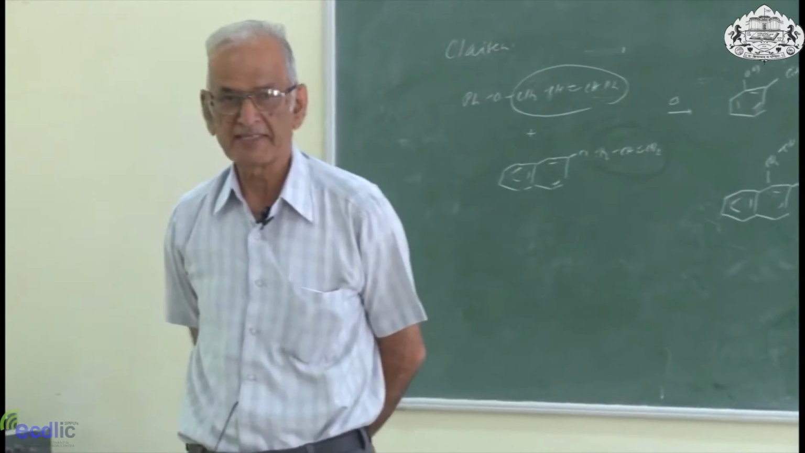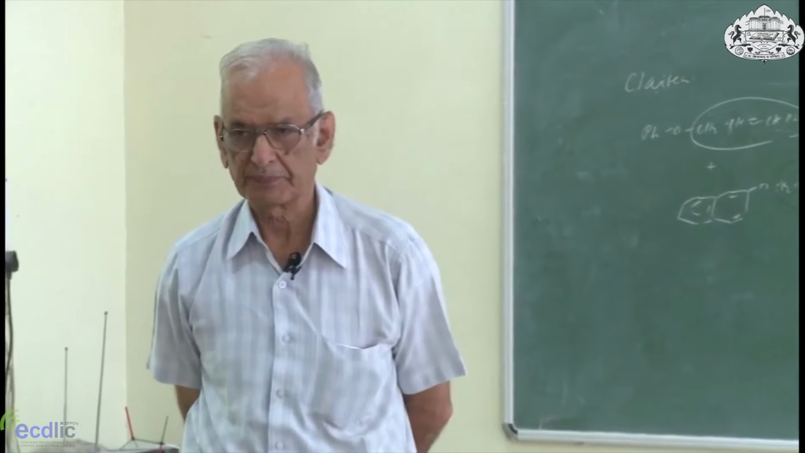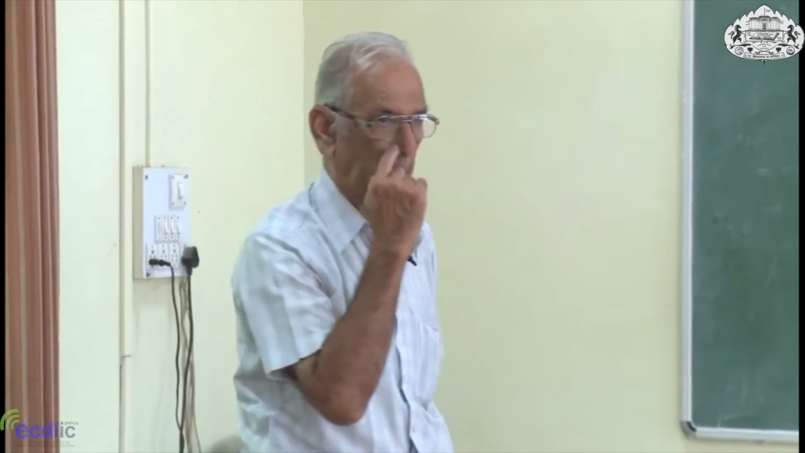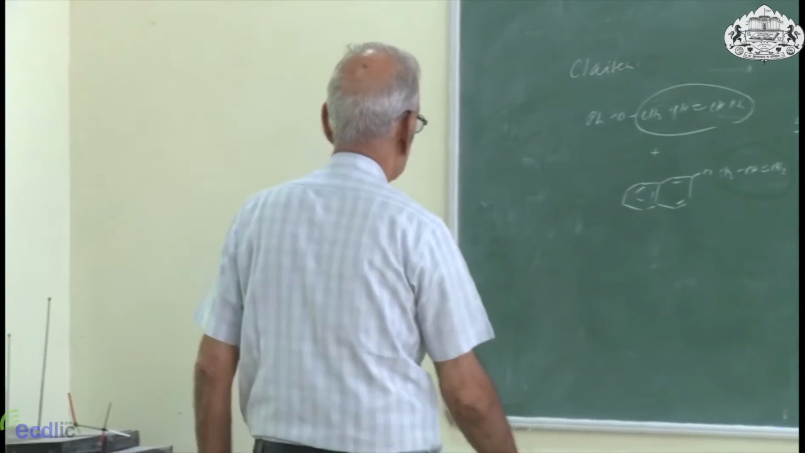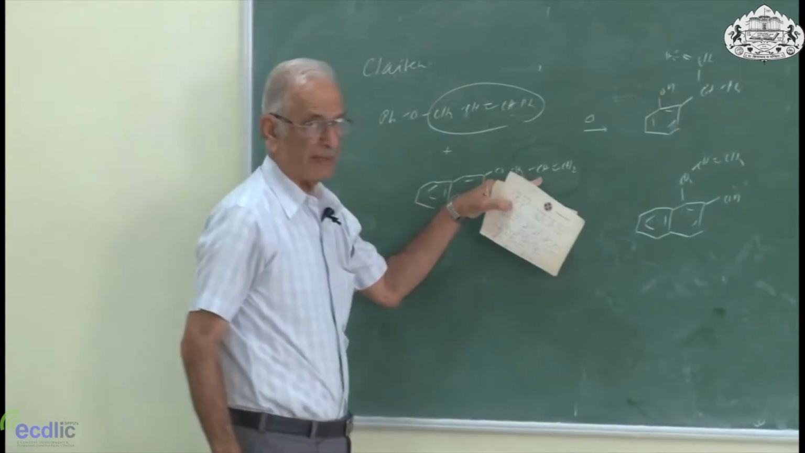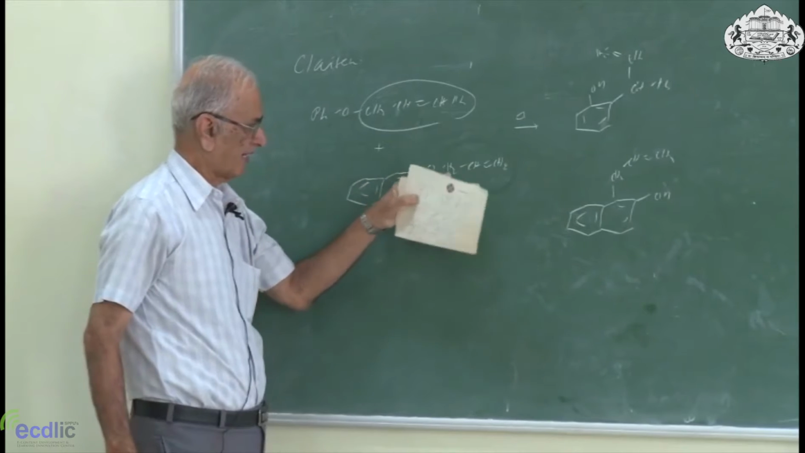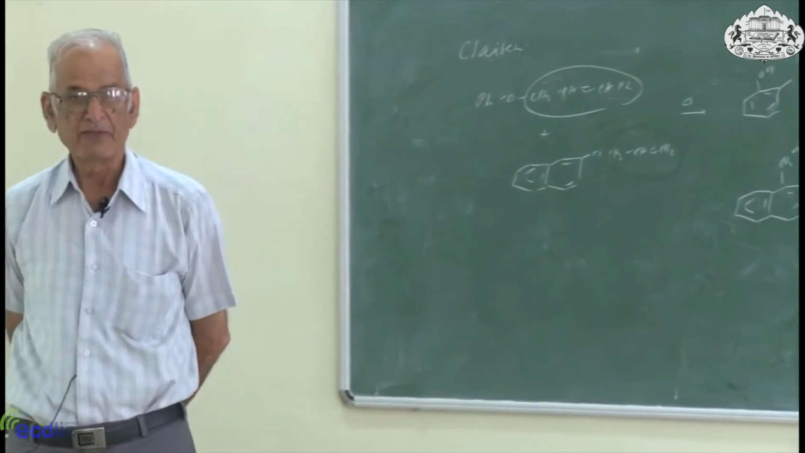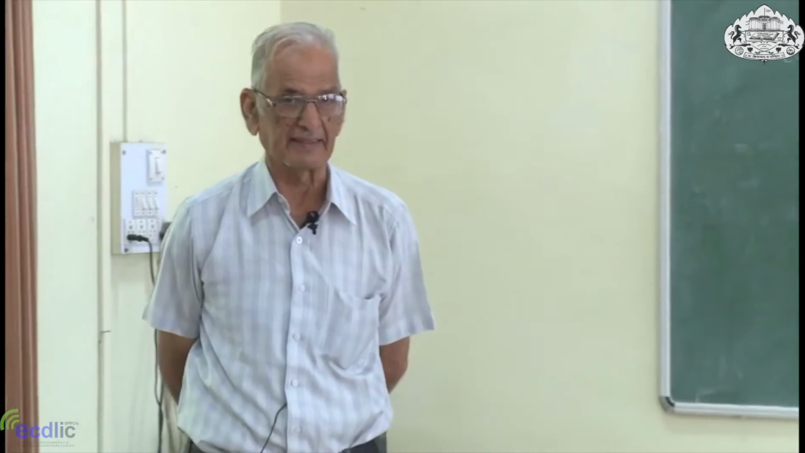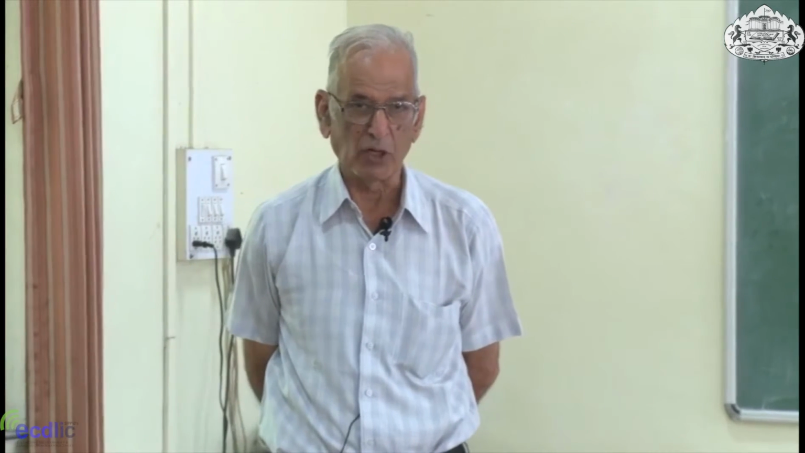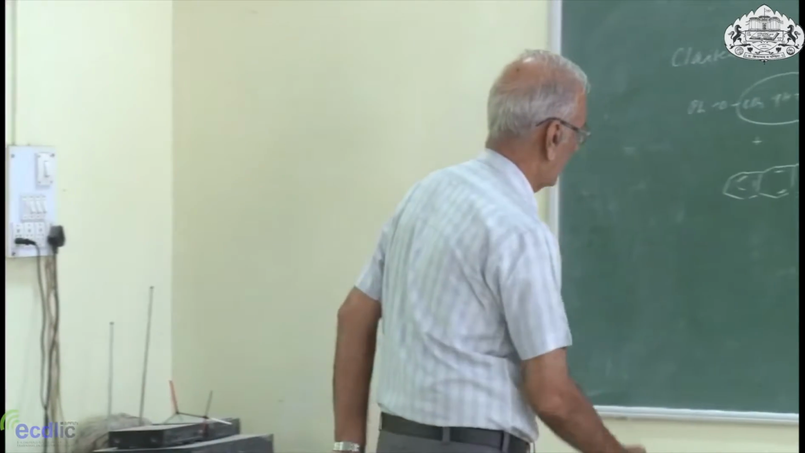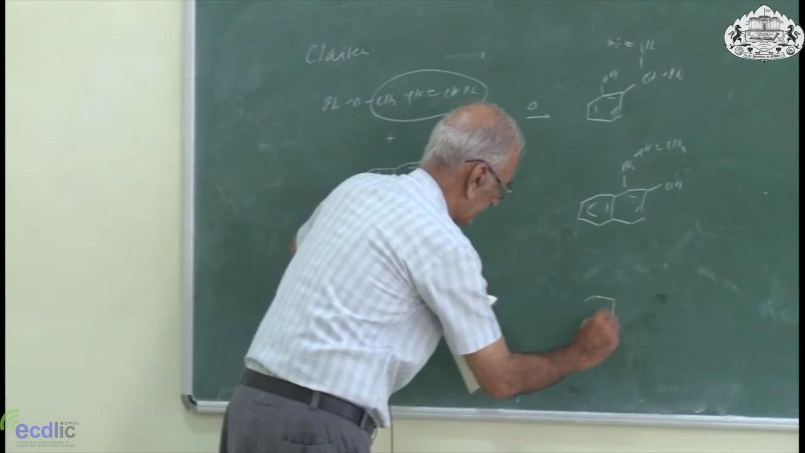Is there some other interesting thing in this? Why does this migrate only to this position? Why does it not migrate to this position? In phenol, both positions are identical, but in naphthalene they are not. So, why are we not getting this product?